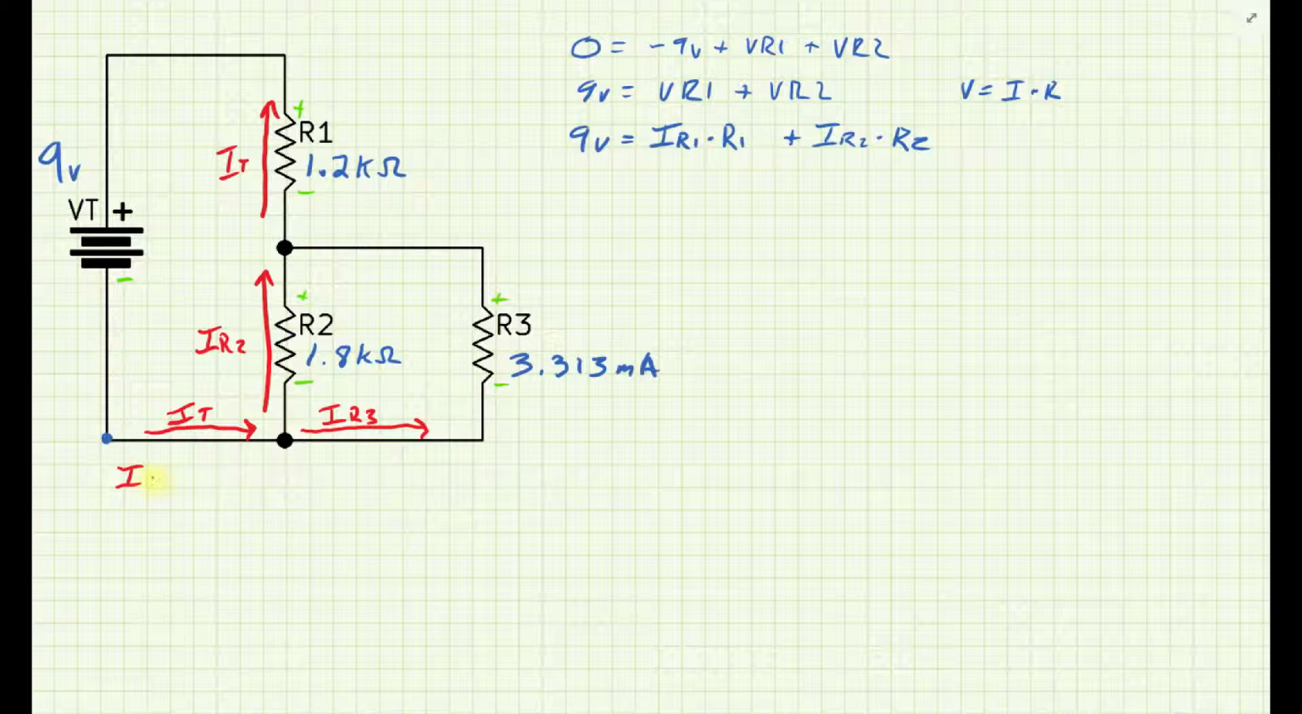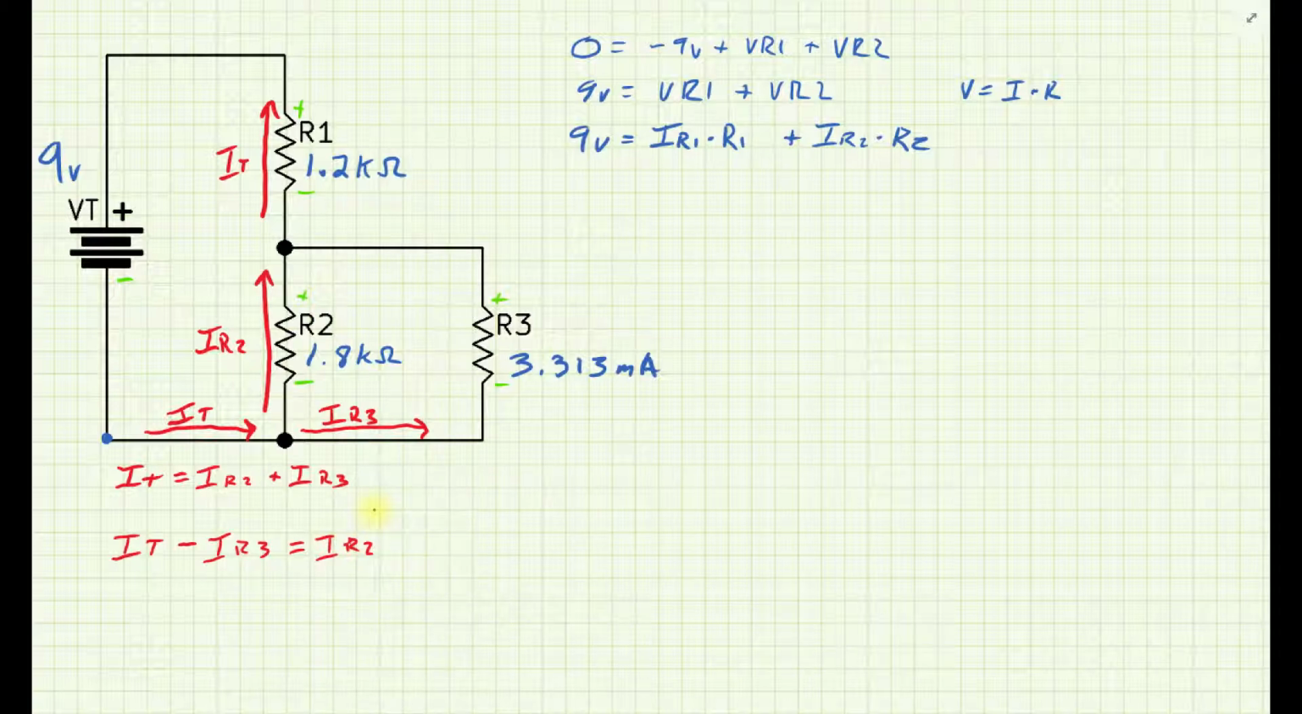So when I did this node, I created this Kirchhoff current equation, I total equals IR2 plus IR3. And at that point I didn't actually solve for IR2. Let's just see what that looks like. Well, it would look like this: I total minus IR3 is equal to IR2.